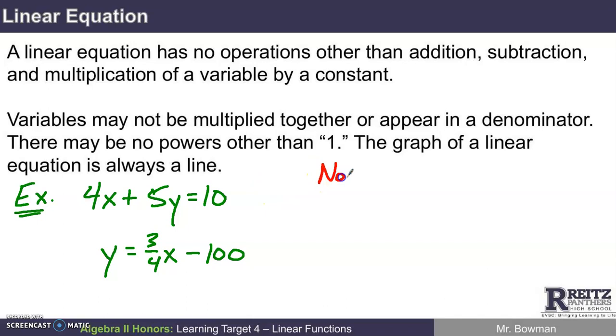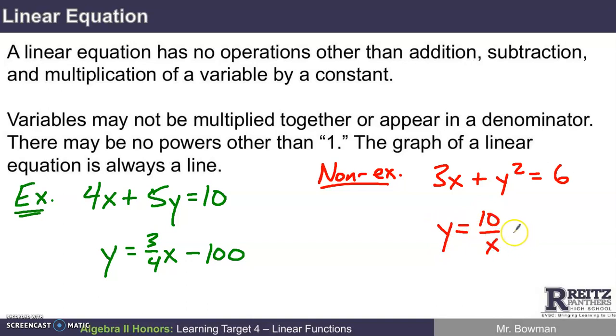Let's show some non-examples just to hopefully clarify the difference here. I hope you'll see right away why this is a problem. 3x plus y squared equals 6. The problem here would be the exponent, the power of y being a power other than 1. That's problematic. Here's another one that's a problem. y equals 10 divided by x plus 3. It doesn't matter the plus 3 or not there. 10 divided by x makes this not linear. Those are really common ways that we can change this to make it not linear.